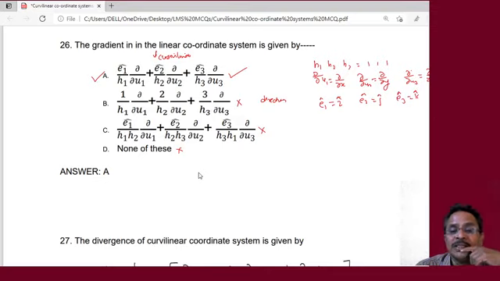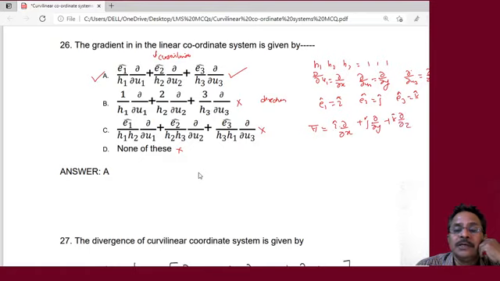Therefore the gradient operator del bar in this Cartesian coordinate system is given by I cap into del upon del X plus J cap into del by del Y plus K cap into del upon del Z. Here the 1 is hidden, that is not needed to be written. So this is what the gradient in the curvilinear coordinate system is defined by. This is the gradient operator, of course.